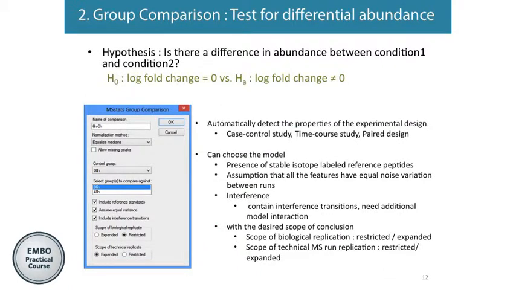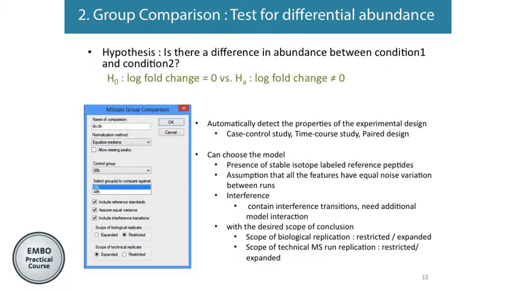So now you're done. You checked all the quality controls, and your data seems quite ready for statistical analysis. So let's go to the statistical analysis. Click the second option, group comparison, and then this pop-up window will appear. This function tests for differential abundance. It's the main task of MSstats. The hypothesis is: is there any difference in abundance between 2 conditions? So basically, the log fold change is 0 or some other number.